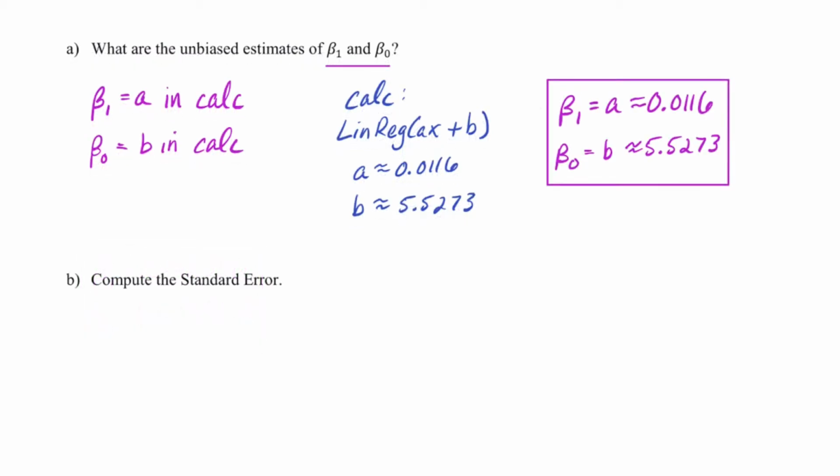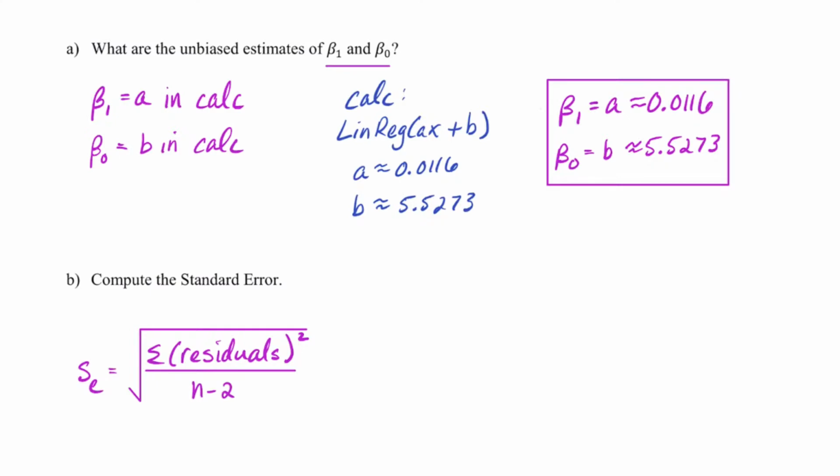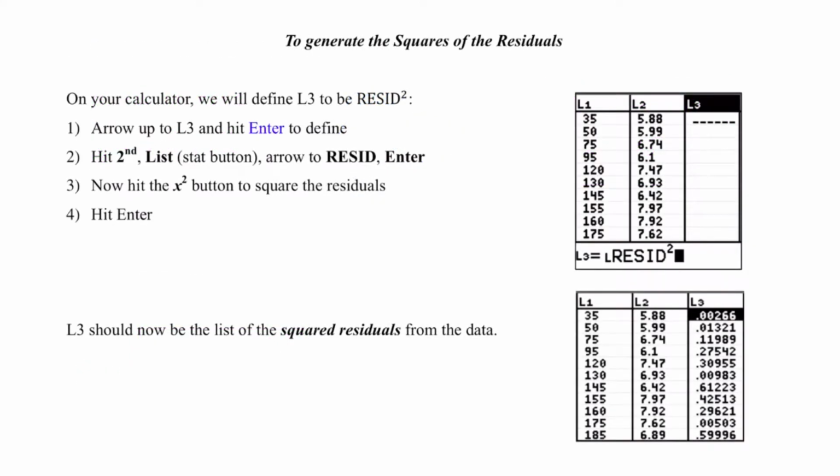Heading over to part B then, we're asked to compute the standard error, and this would be the standard error of our estimate. Well, from the notes we have our formula, which means we need to find the sum of the squared residuals. Reviewing a little bit, to find the sum of the squared residuals, we are going back to our calculator.